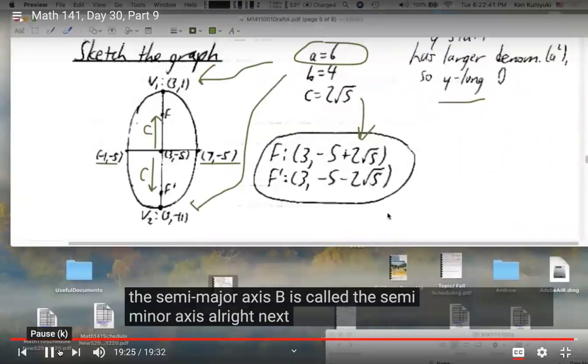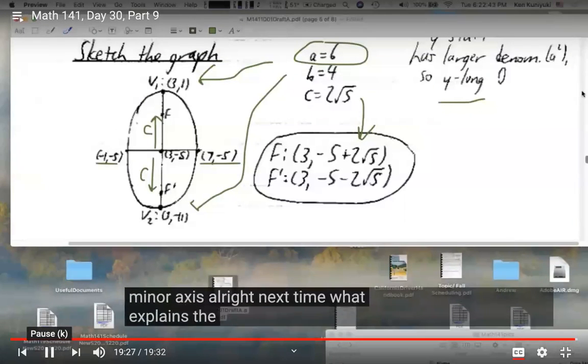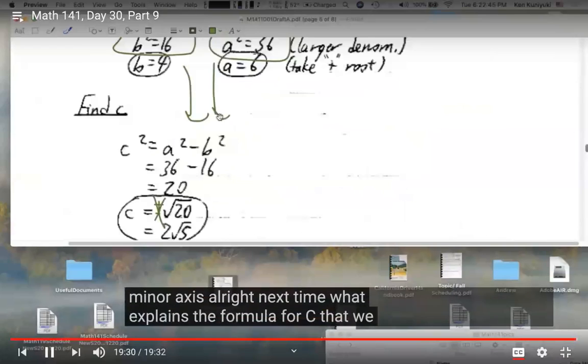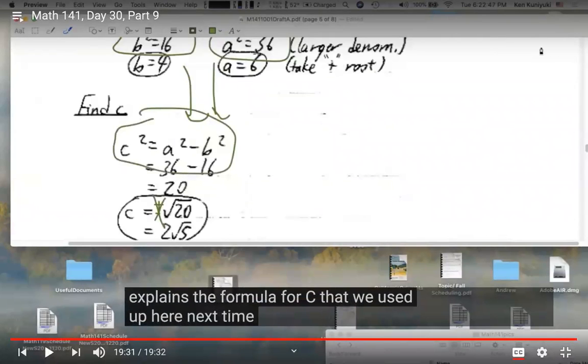All right. Next time, what explains the formula for C that we used up here? Next time. So here's the game plan. At this point, you can do all the homework on chapter 9 and on 10.3. And to be honest, if you have to go, you can go.